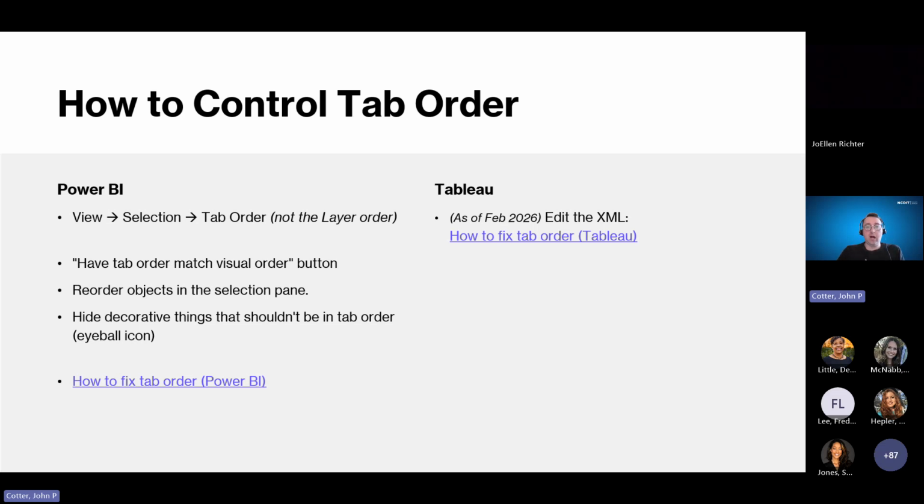Now, I've done a lot of research on Tableau tab order, and it's a little fuzzy to me if newer versions automatically handle it well or not. I'm not so sure. Maybe someone with Tableau can add to that. But this is what the Tableau team said to do if you need to fix tab order issues: edit the XML.